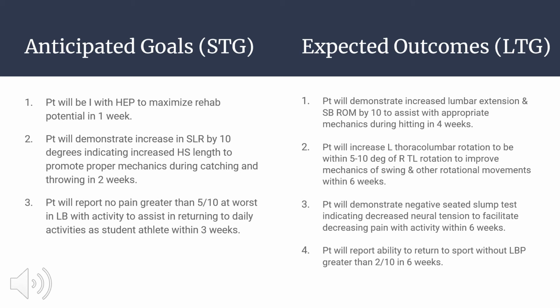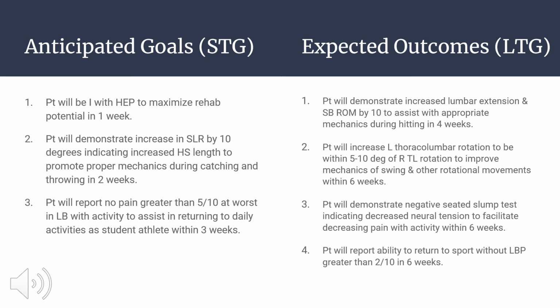in 1 week. And then the patient will demonstrate increase in straight leg raise by 10 degrees, indicating an increase in hamstring length to promote proper mechanics during catching and throwing in 2 weeks. And then the patient will report no greater than 5 out of 10 pain at worst in his back, with activity to assist in returning to daily activities as a student athlete within 3 weeks.